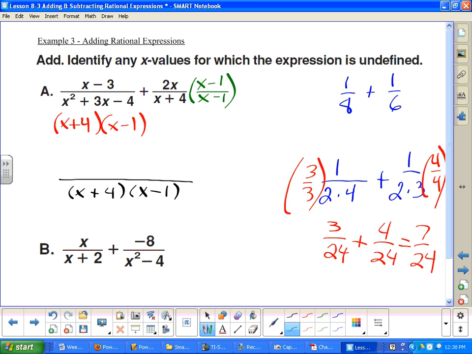So on the left side, I have x minus 3 still, the fraction on the left. The fraction on the right, I have 2x times x minus 1. So I have 2x squared minus 2x.